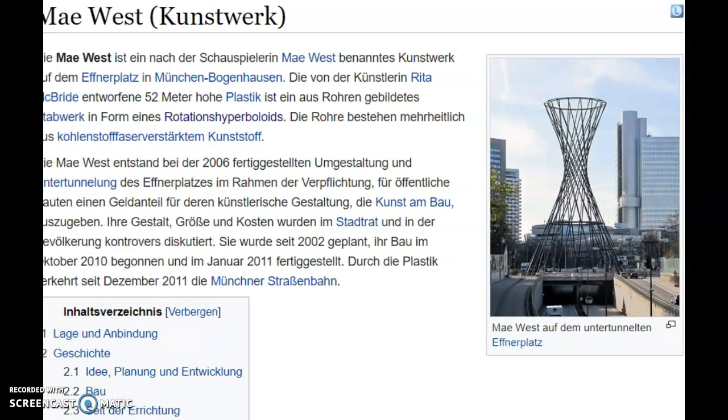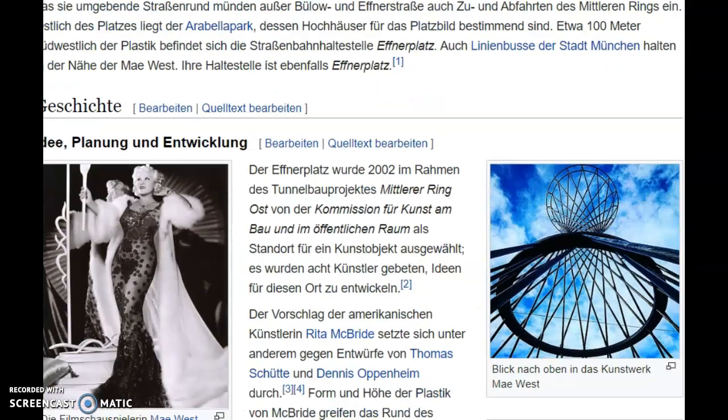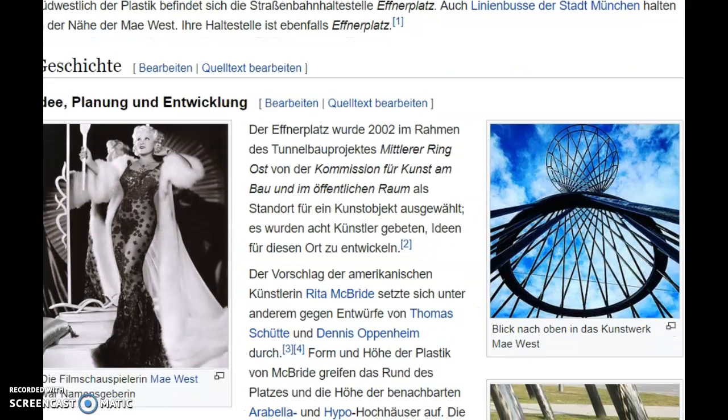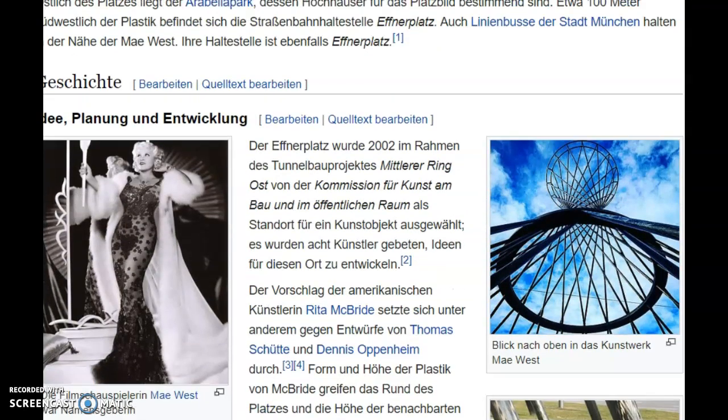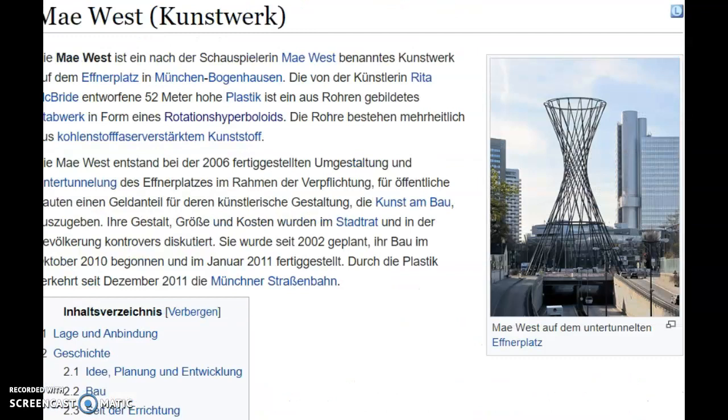So this is a May West. It's an art exhibit in Munich in Germany, and there's actually a tram and a highway going beneath it. It's actually named after the actress Mae West, I guess, because of her figure back 70 years ago. And so here you see the hyperbolic one.